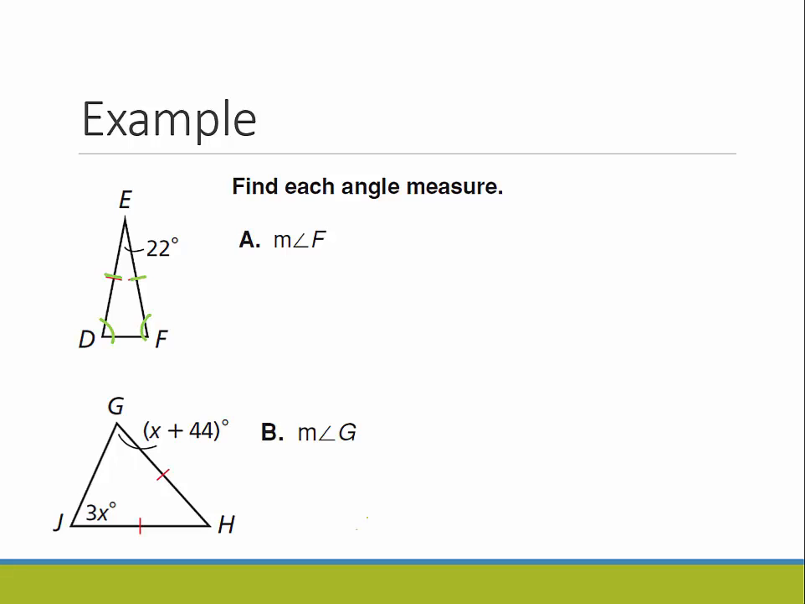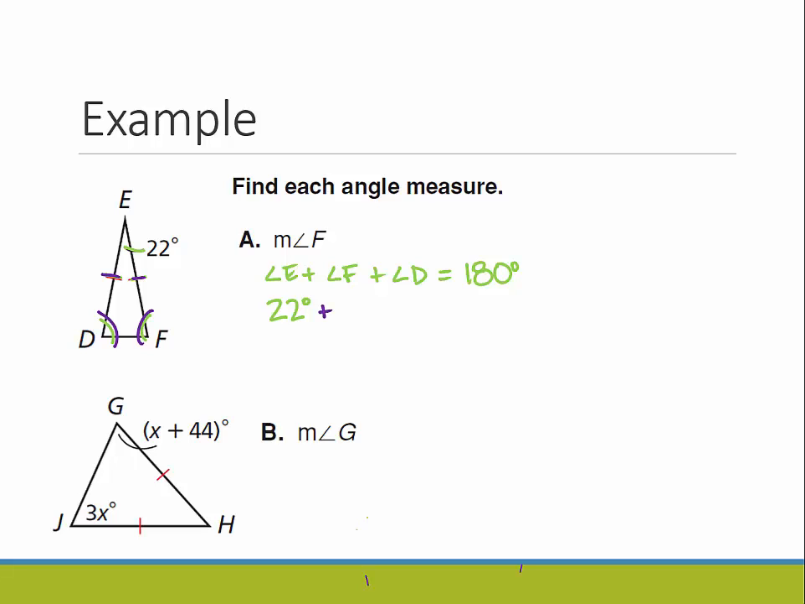And then I tell you that this angle up here is 22 degrees, and we need to find out how big F is. So we have to remember that all the angles in a triangle, angle E plus angle F plus angle D, have to add up to 180 degrees. And then we know angle E is 22 degrees. We don't know angle F and we don't know angle D. That's two unknowns. But we know that they have to be equal. They have to be the same because these two sides are the same.